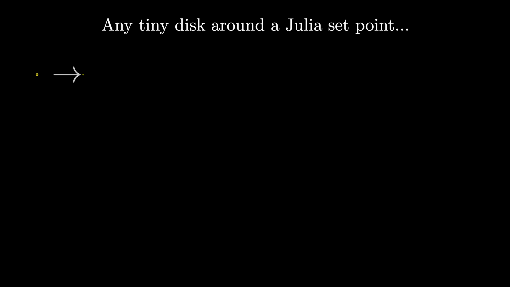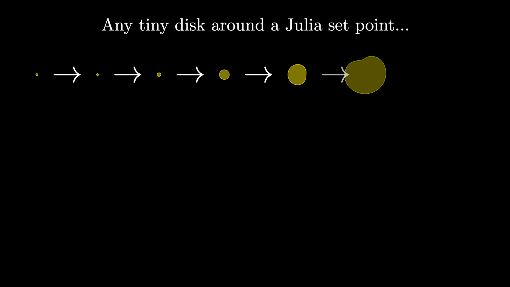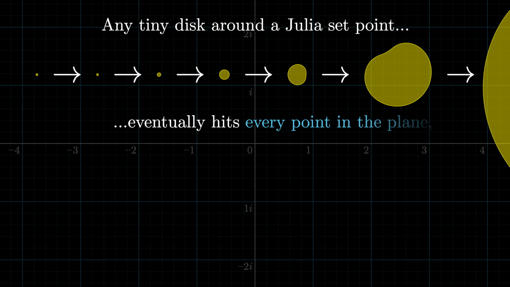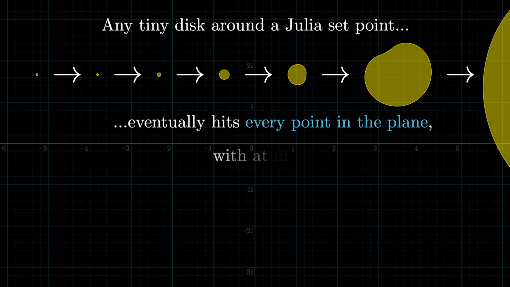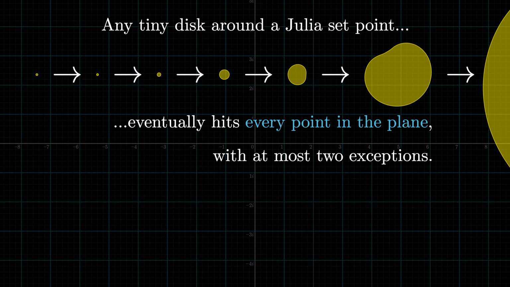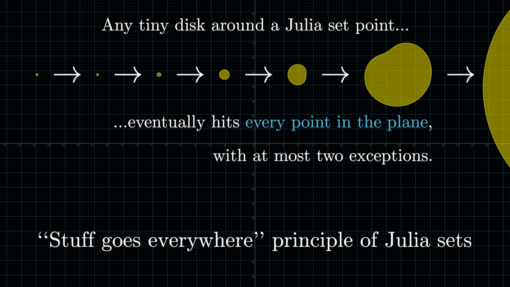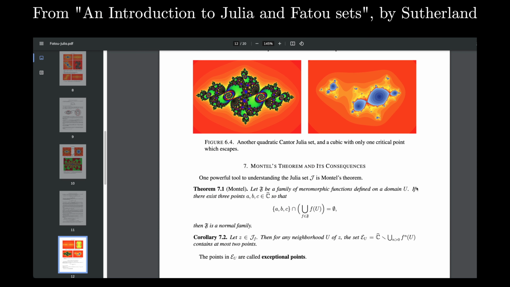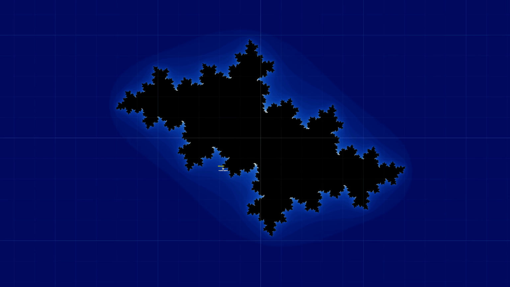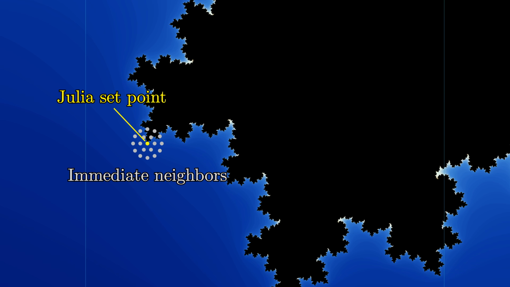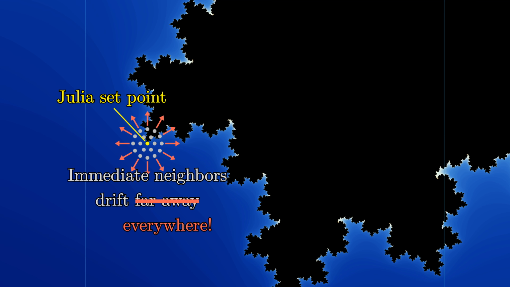A pretty surprising result, key to the multicolor property mentioned before, is that if you let this process play out, that little disk eventually expands so much that it hits every single point on the complex plane, with at most 2 exceptions. This is known as the stuff goes everywhere principle of Julia sets. Well, okay, it's not actually called that. In the source I was reading from, it's mentioned as a corollary to something known as Montel's theorem, but it should be called that. In some sense, what this is telling us is that the points of the Julia set are not merely chaotic, they're kind of as chaotic as they possibly can be.